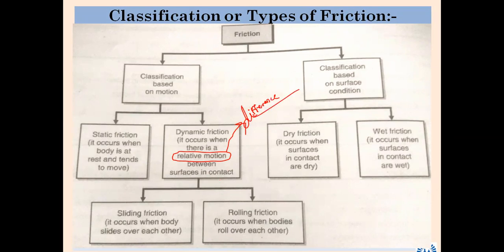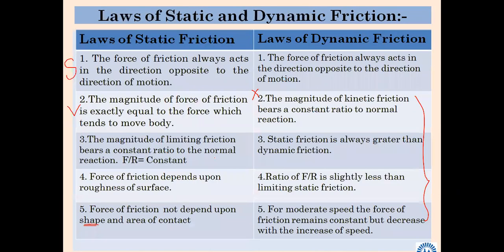Then sliding friction, rolling friction. So dynamic friction is divided into two parts, sliding and rolling. That you can also see. Laws of static friction. Static means the body is at rest or it is about to move. And what is dynamic? Bodies are in motion.